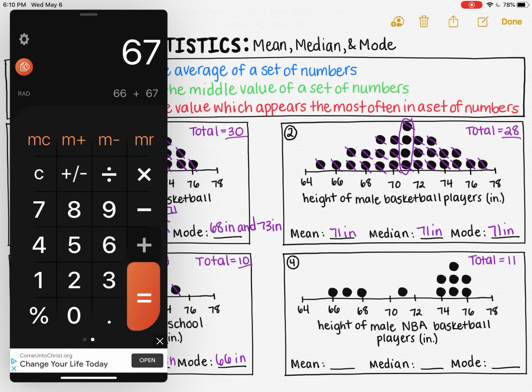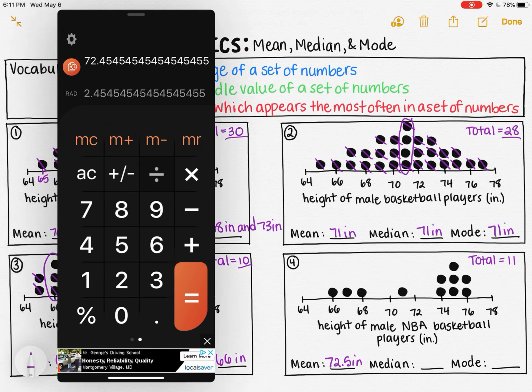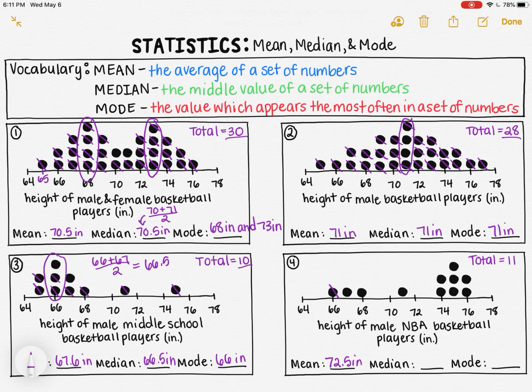Now our last one, let's start with the mean. We're looking at just NBA basketball players. So I have 1 dot at 66, 1 at 67, 1 at 68, 1 at 71, 2 at 74, so 74 times 2, 3 at 75, so 75 times 3, and 2 at 76, so 76 times 2. That gives me 797, and I've got 11 dots total. So that gives me 72.4, or I'll round that to 72.5 as my mean.